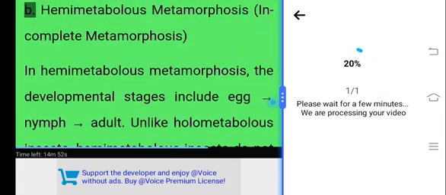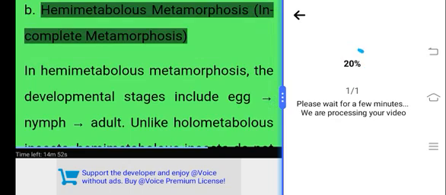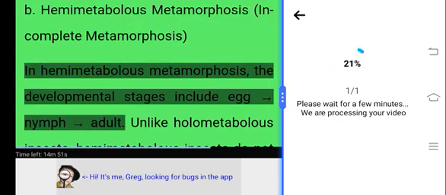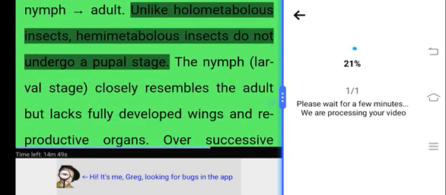B. Hemimetabolous metamorphosis, or incomplete metamorphosis. In hemimetabolous metamorphosis, the developmental stages include egg, nymph, adult. Unlike holometabolous insects, hemimetabolous insects do not undergo a pupal stage.